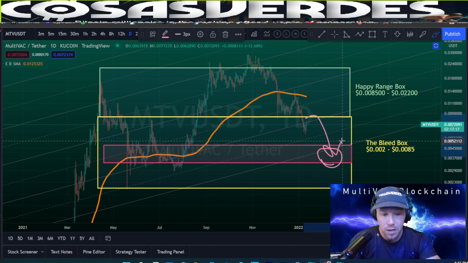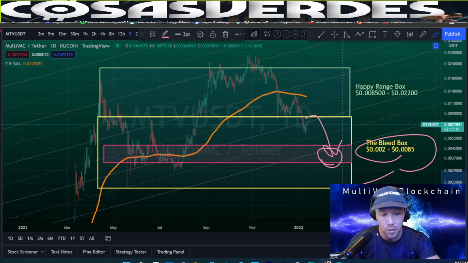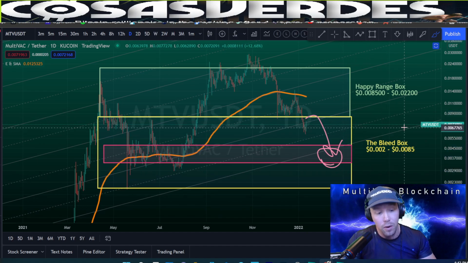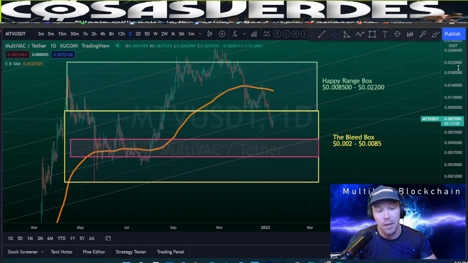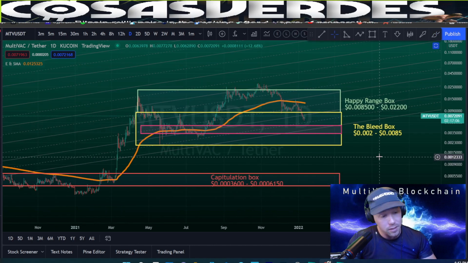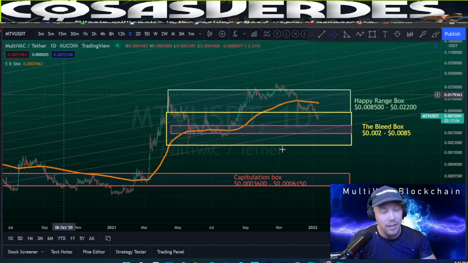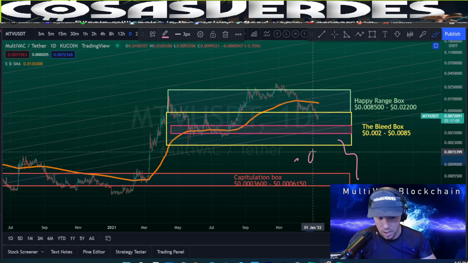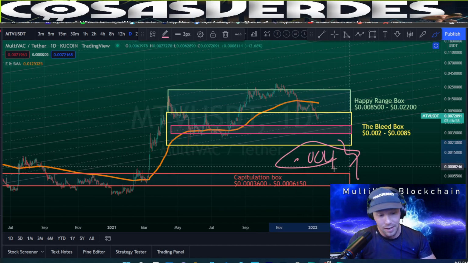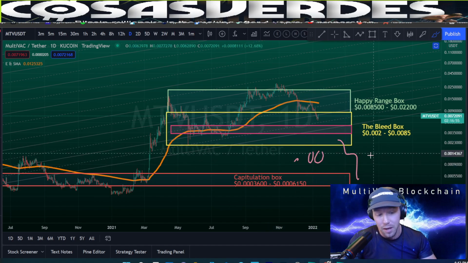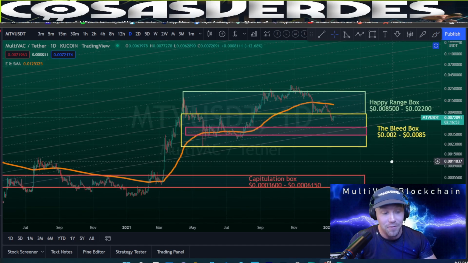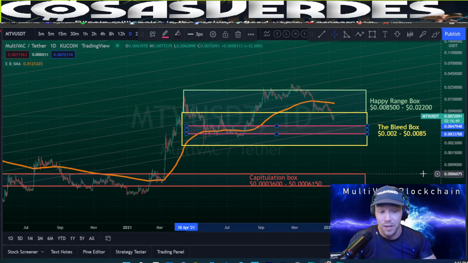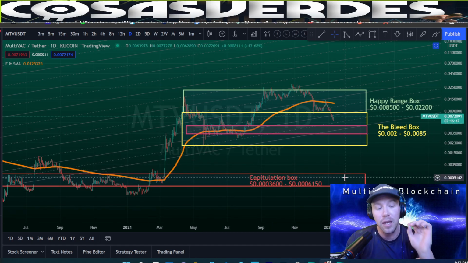Just a heads up. All right, so the bleed box is between 0.002 down here and 0.0085 up here. Now, if there is a capitulation, like I'm guessing perhaps in June or July, it'll get even worse, folks. Like it won't live down here, but it would wick down all the way to 0.0004. I hate to be the bearer of bad news, but imagine how much Multivac you could buy if you're confident with the coin's fundamentals and all that stuff. But that's only if there's a capitulation.